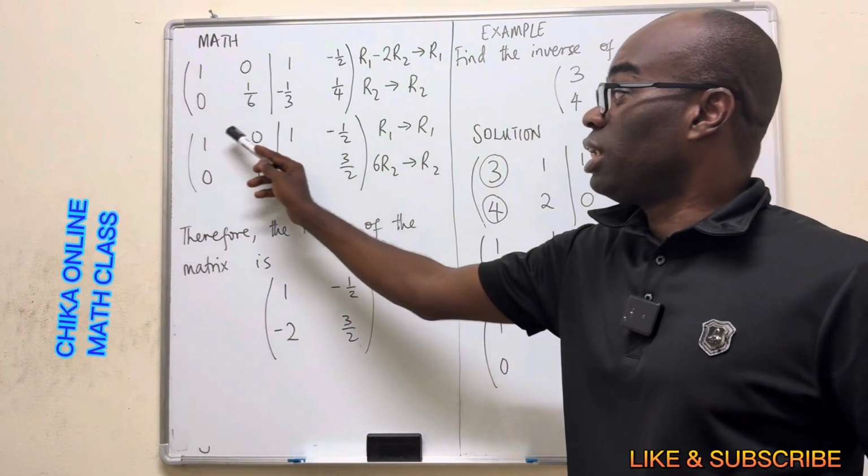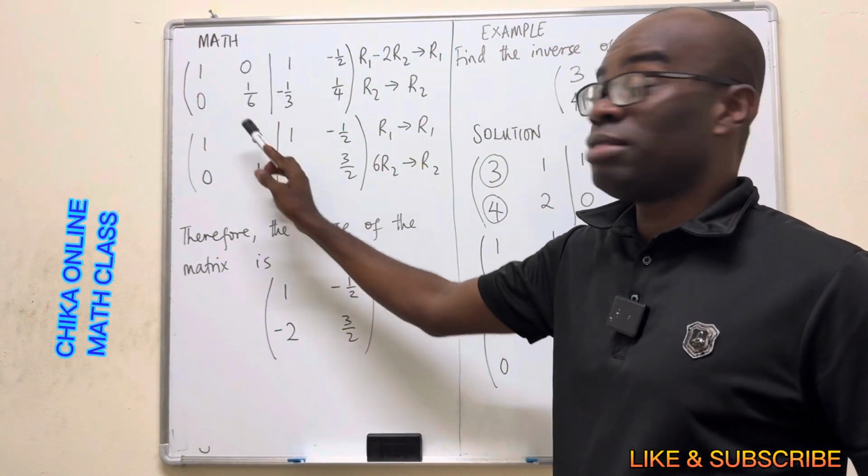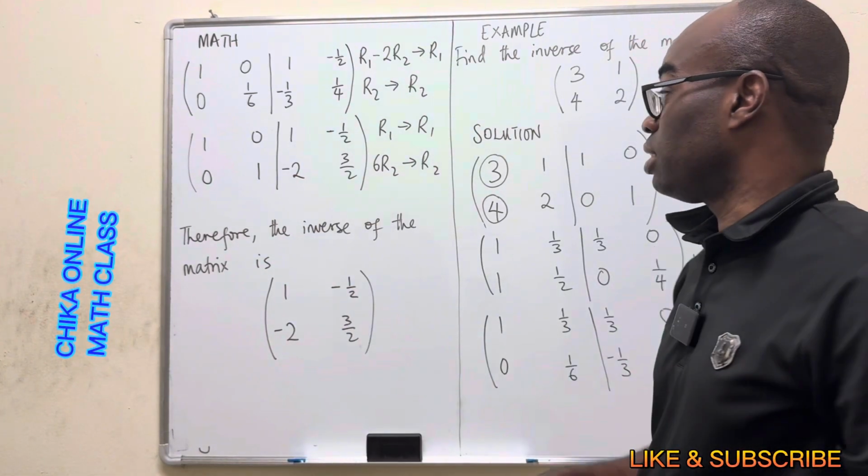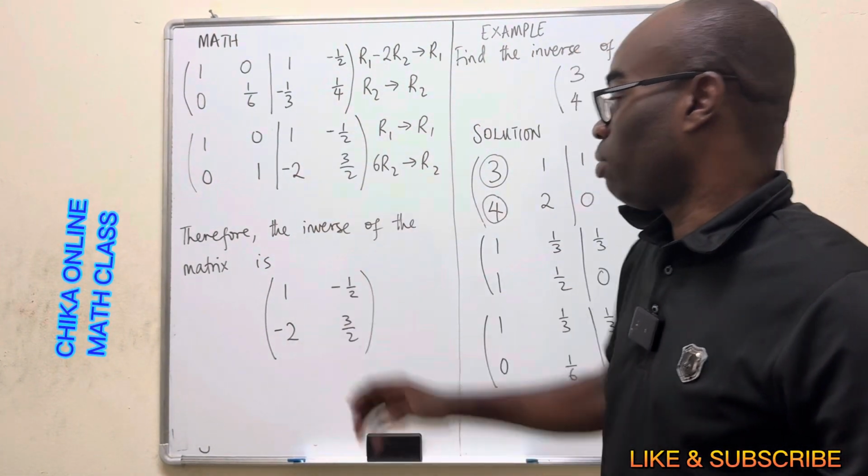So we have succeeded in having the identity matrix 1, 0, 0, 1 on this side. So whatever is here is our inverse matrix. Therefore, this is our inverse matrix.